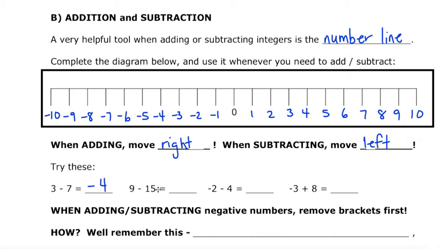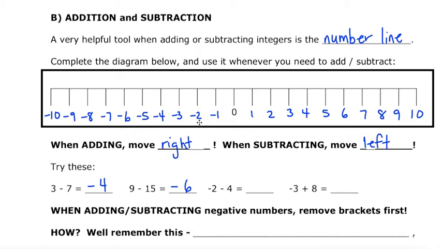Let's take a look at the next few examples. We're starting at +9 and we're subtracting 15. I'm going to use the number line: 1, 2, 3, 4, 5, 6, 7, 8, 9, 10, 11, 12, 13, 14, 15, so there's -6. So the number line is great when we have small numbers that we're working with, but when we have larger numbers, it's not always the most efficient tool to use.